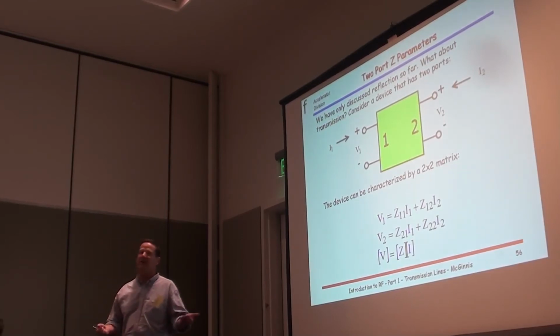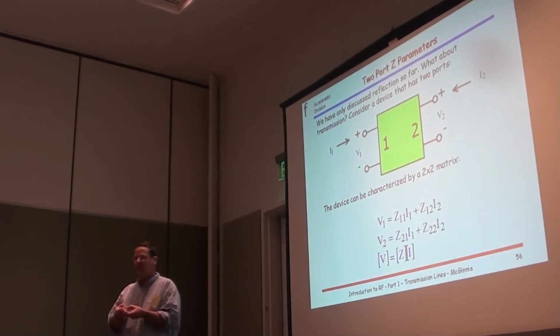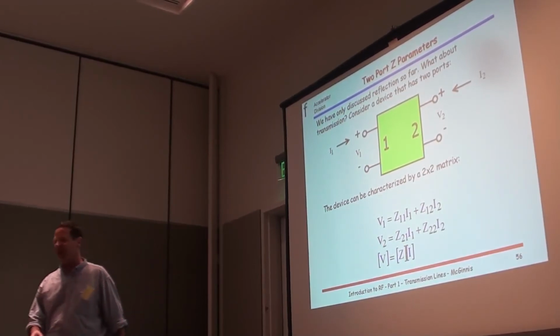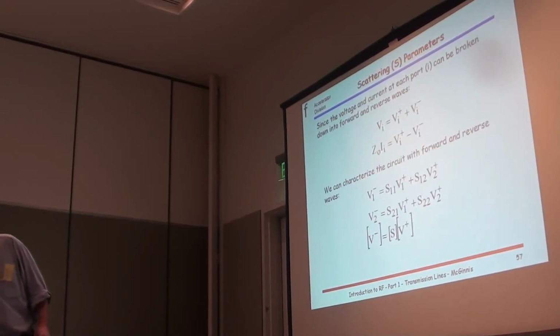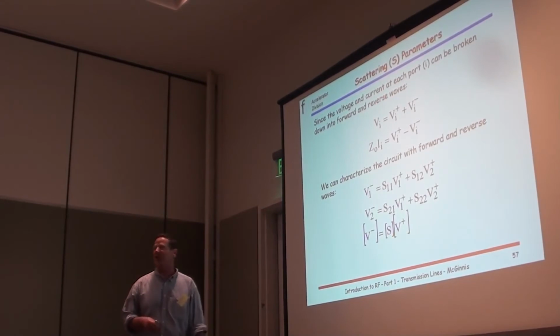You've probably already realized that this is almost impossible to do at RF frequencies, because you can't really talk about lumped elements. You have to talk about things in terms of wavelength. Impedances and admittances change as a function of line length. So now what people think about is S parameters, which are called scattering parameters.